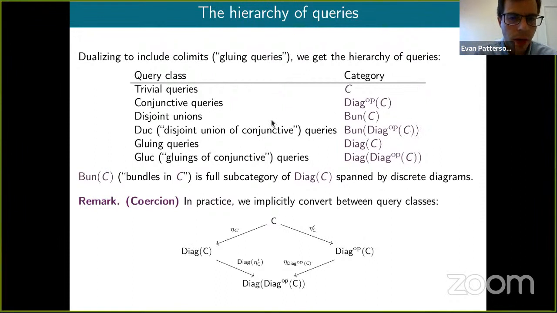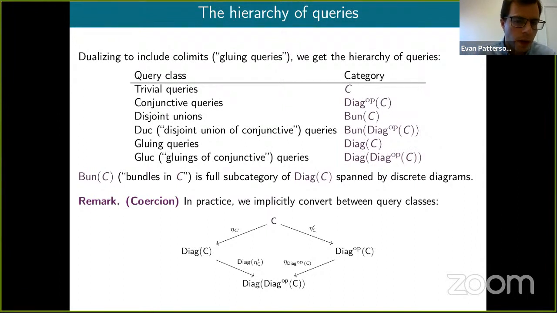And then we can really go all the way here and say that, okay, we can also have gluing queries, and finally we can have what I'm calling glut queries, for lack of a better term, where every query is a colimit of a limit. So it's quite expressive.